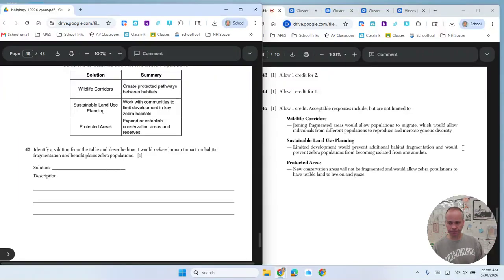In 45, the third choice, if you chose protected areas, new conservation areas will not be fragmented, so it reduces fragmentation and allows zebras to have usable land to live and graze. So notice each of these choices referred to habitat fragmentation and benefits to the zebra. So you need to do both of those in your description, just like they did on all the scoring guide examples. So evaluate your answer. If you got it correct, give yourself +1 for question 45.